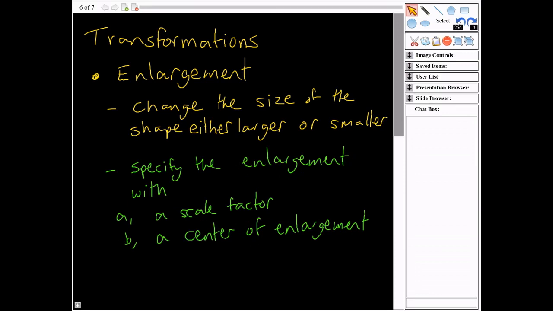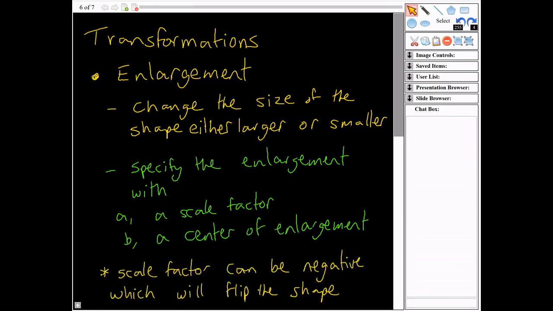To specify the enlargement, first of all you need a scale factor, which is how much bigger you make it. And then secondly, a center of enlargement. So similar to the rotation, you need to have a center that you're going to carry out the enlargement from. And there's one other thing to note: the scale factor can be negative, which will flip the shape. So if you have a negative scale factor, the shape ends up flipping like you've reflected it.